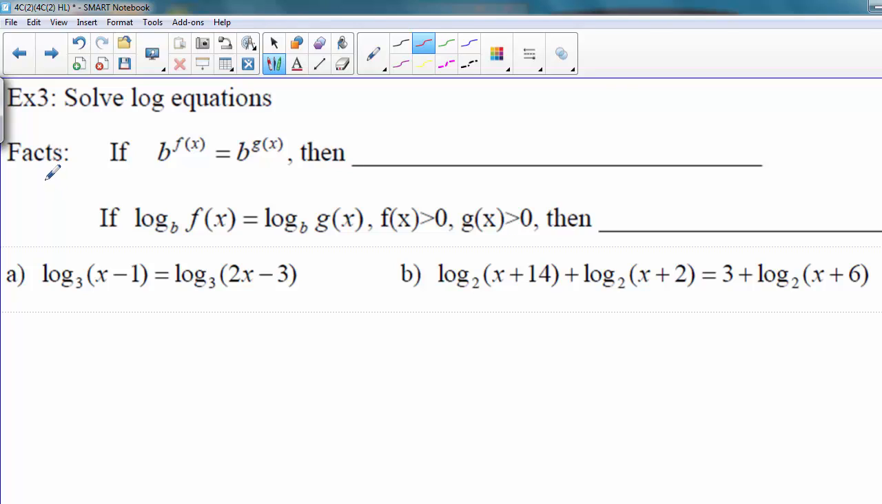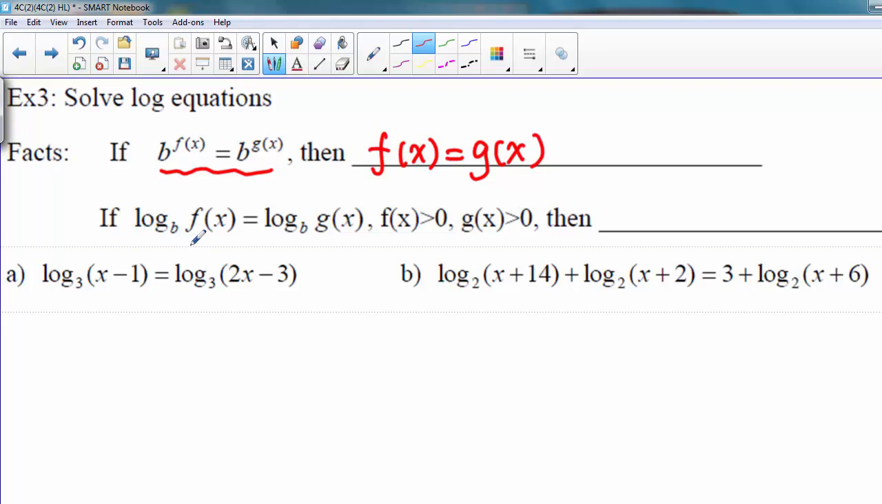So let's look at these two other facts for solving exponential equations and log equations. If b to the power of f of x equals b to the power of g of x, this one is an exponential equation. I change the left side to a base b power. And I change the right side to a base b power. And both of these two sides have the common base, which means I can ignore the base and make the exponents equal. Likewise, we have the same principle in the logarithmic equations.